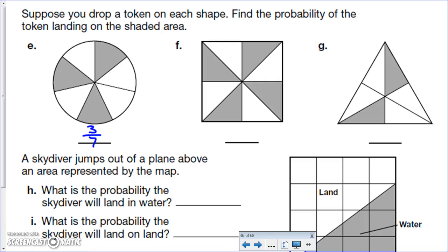For F, we have 8 sections equally sized again. 4 of them are shaded in, so it becomes a 4/8 chance, or 1/2 when we simplify. For G, we have 6 sections of equal size. 2 of them are shaded in, so it's 2/6 or 1/3.